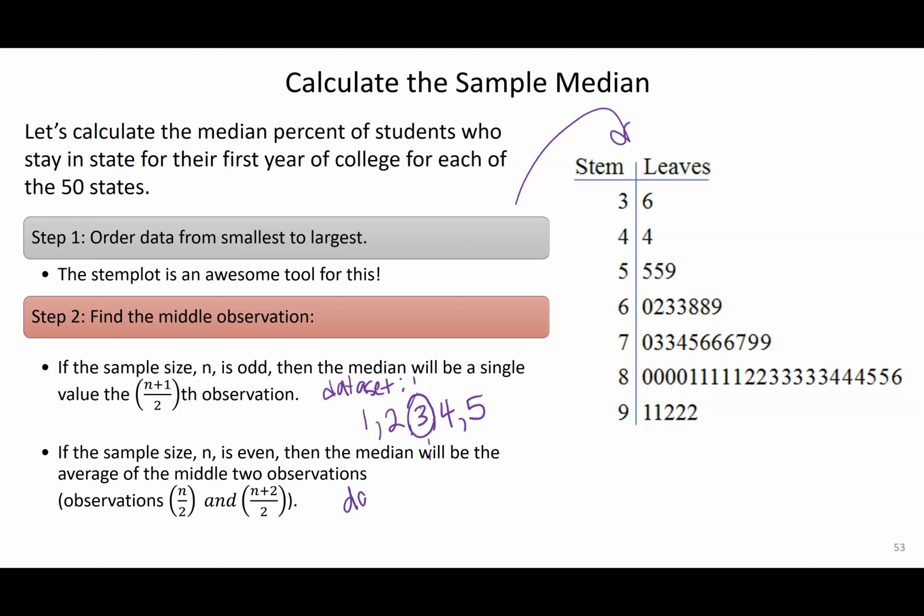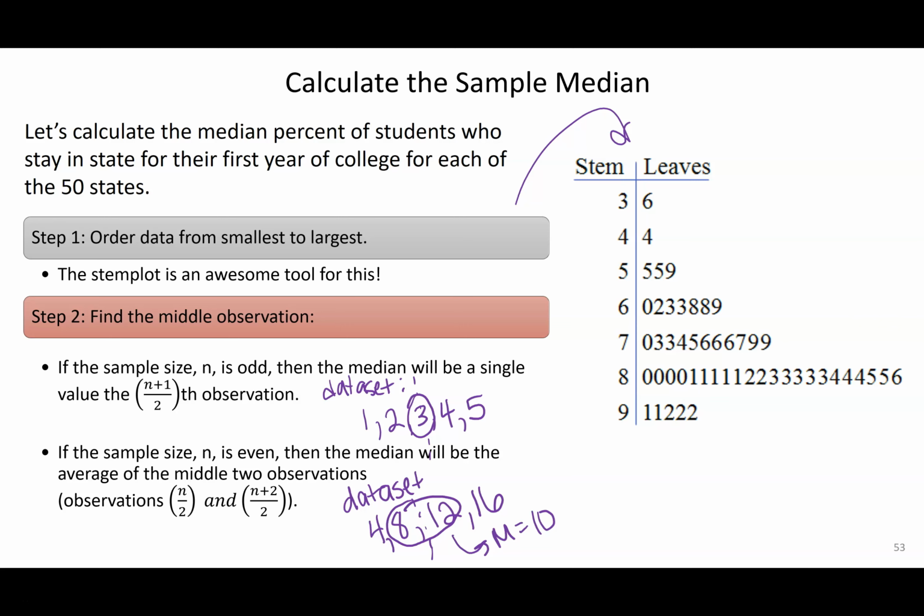If I have a data set that has an even number, so 4, 8, 12, 16, so that's even. If I want to fold it in half, I need to average 8 and 12, so now my median is going to be 10. That kind of idea.